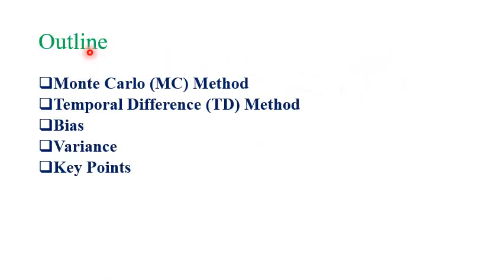Here you see the outline. We start with Monte Carlo method, then continue with temporal difference method, and discuss bias and variance and finally present the key points. Let me highlight that both Monte Carlo and temporal difference are used in reinforcement learning to estimate the value function.